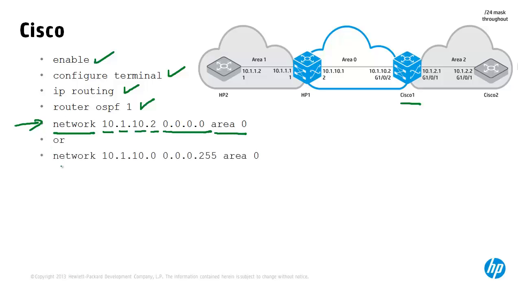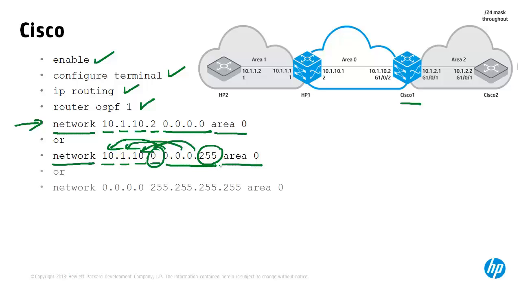You could also use the subnet address, so network 10.1.10.0 with an inverse mask. So we are matching 10.1.10, but the last octet can be anything, and enabling OSPF on any interface that falls within that subnet.